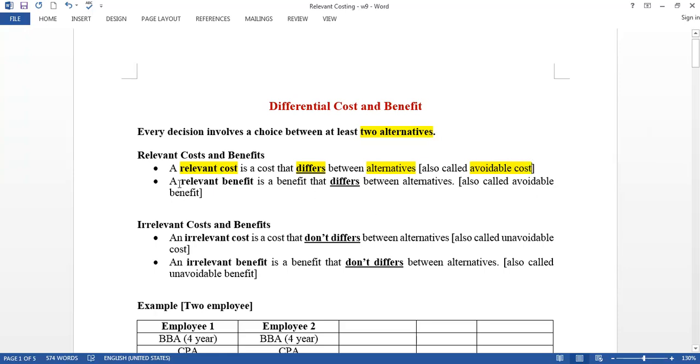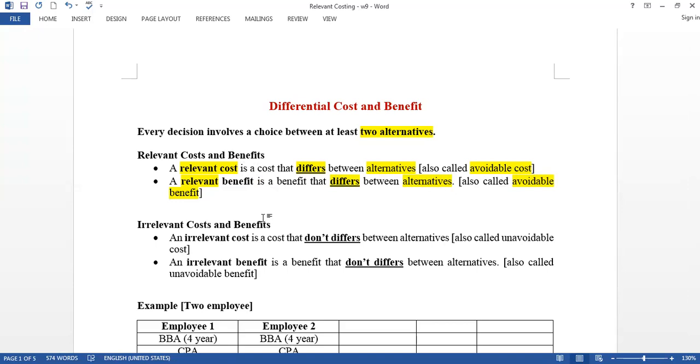What about the relevant benefit? It is opposite. So relevant benefit means the benefit that differs, again, that differs between alternatives, and it is also called avoidable benefit. So these are the keywords that are very, very important for this topic.